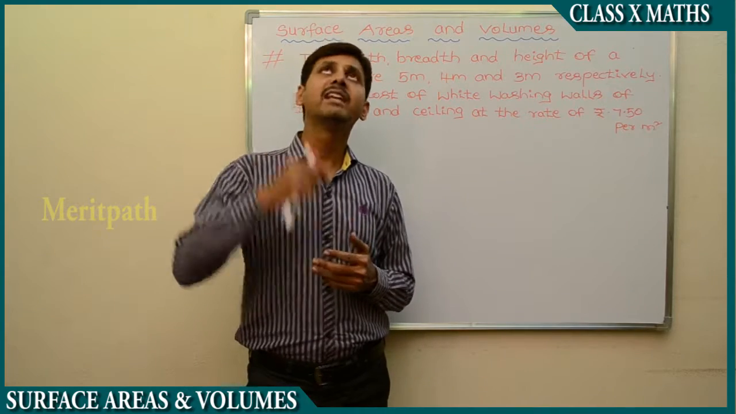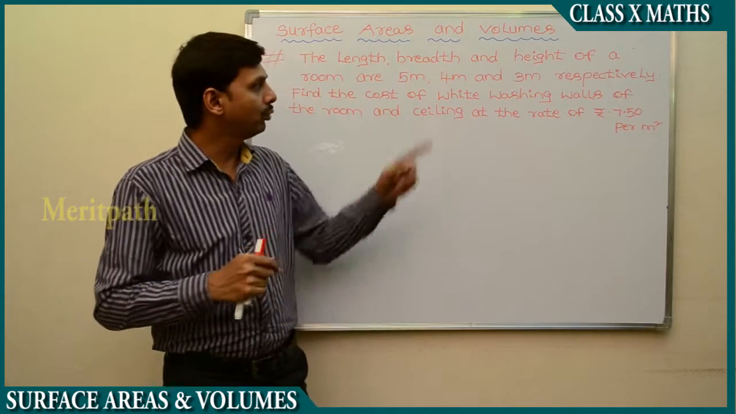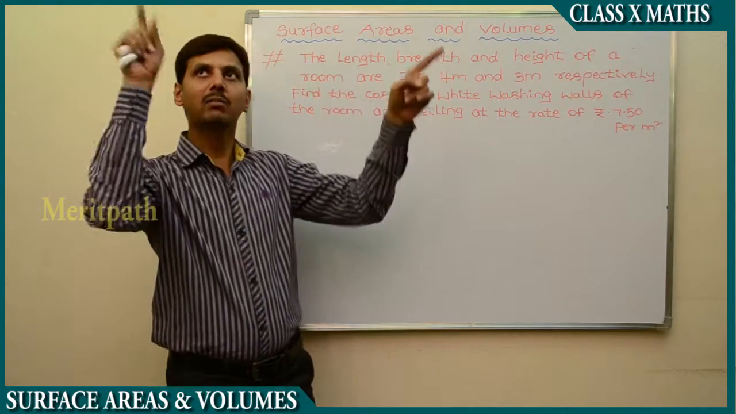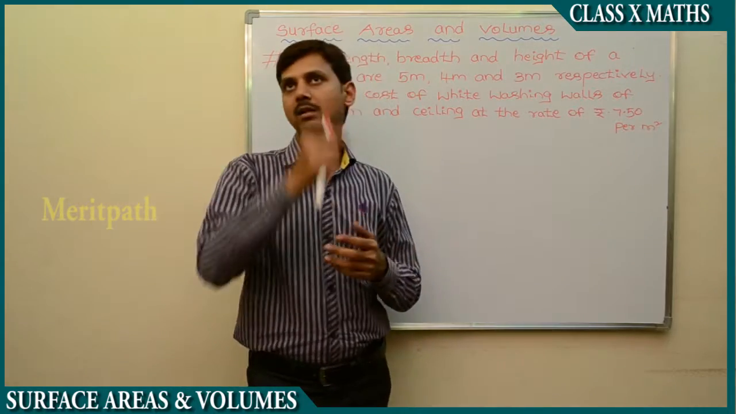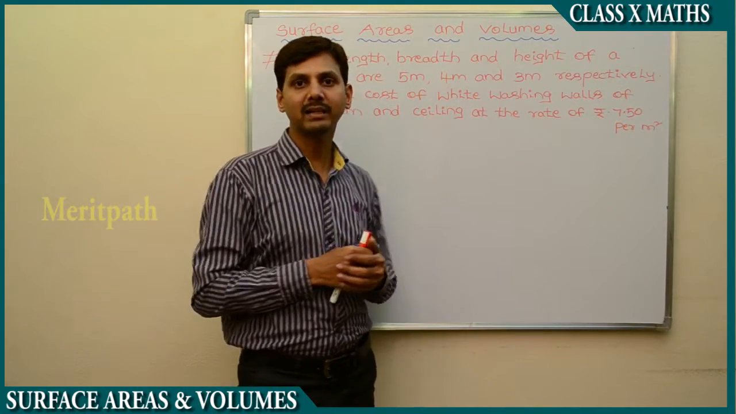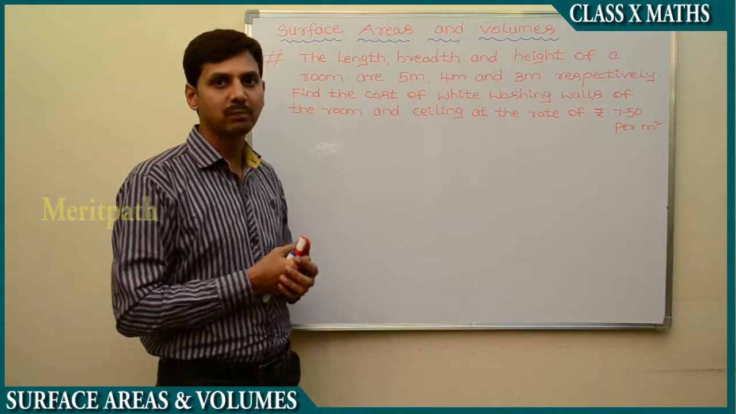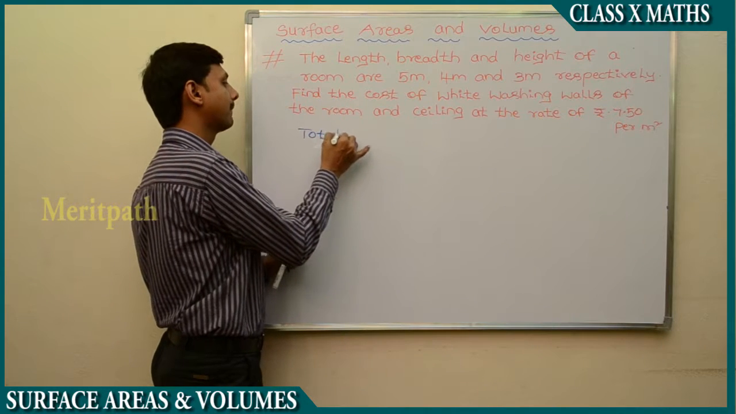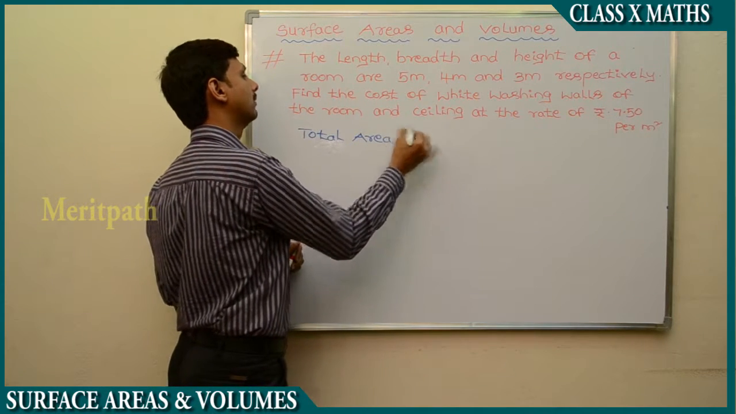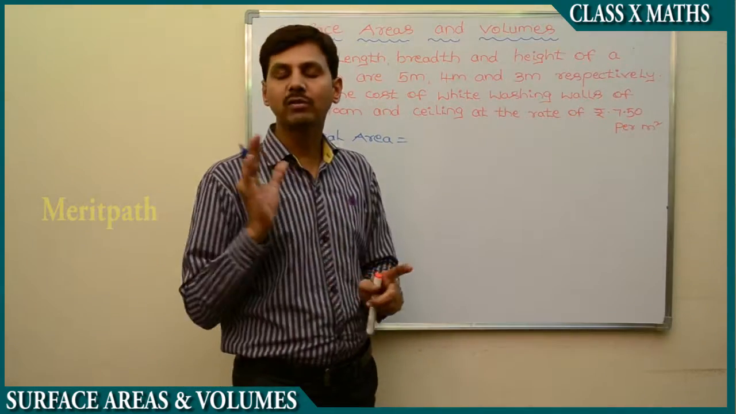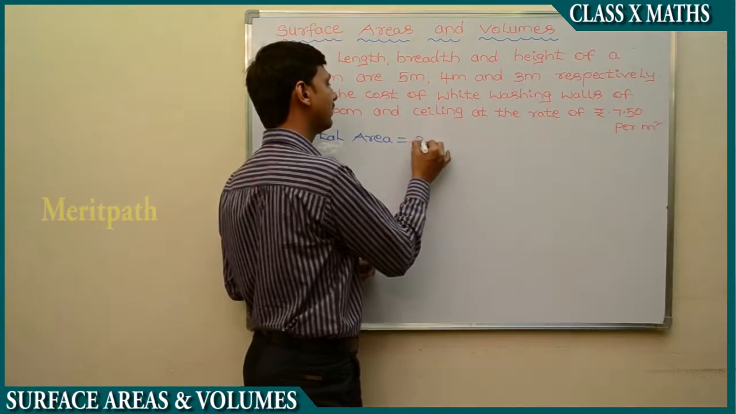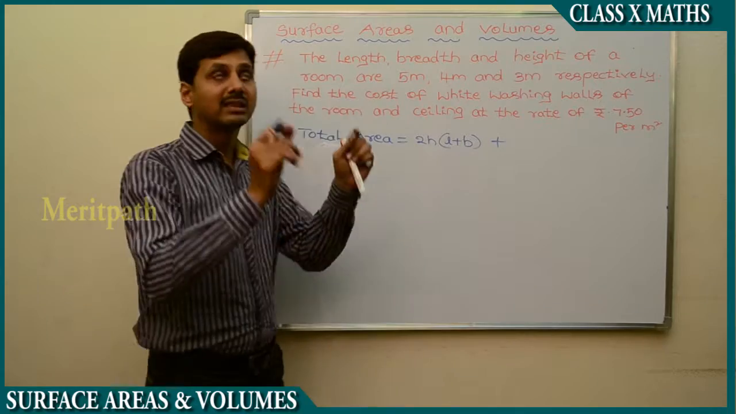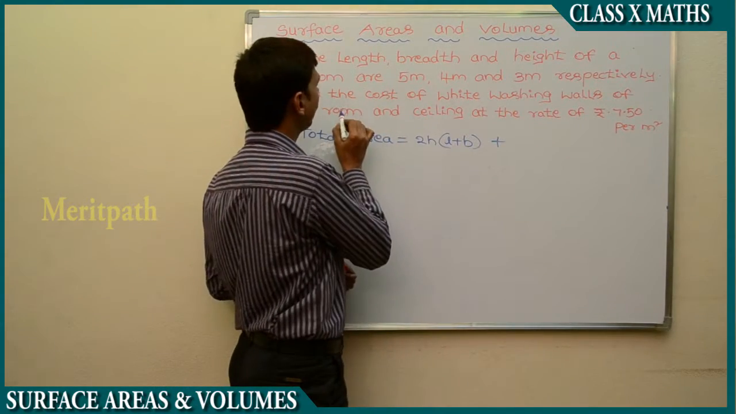Along with this, we need to take the ceiling also because they are going to paint the ceiling part. For the ceiling, we take length and breadth, because that is the area we need to find. So we need to add that to 2h into (L plus B). So the total area is, when we add all the 4 sides, 2h into (L plus B), along with the ceiling.